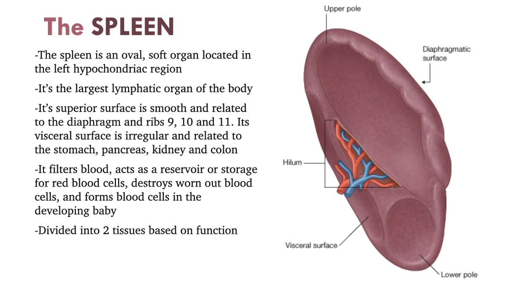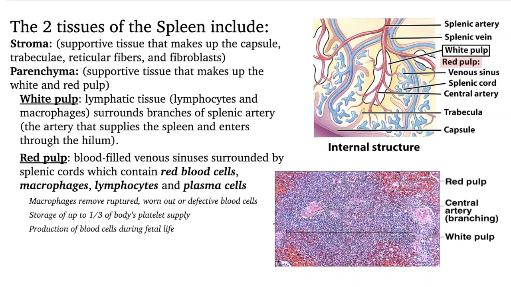Very similar to the kidney, it's going to filter blood, and it acts as a reservoir or storage. Reservoir refers to storage of red blood cells. It will also break down and destroy any worn out red blood cells that might not be functional. And it does form blood cells for the developing baby. Now it's going to be divided into two different types of tissue based on color. We are going to see red pulp and white pulp in the structure of the spleen.